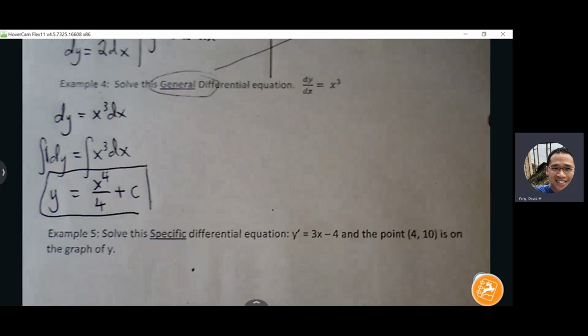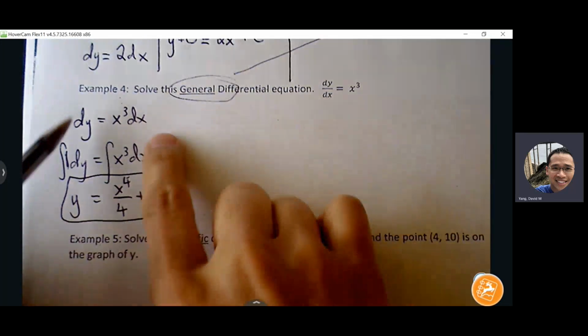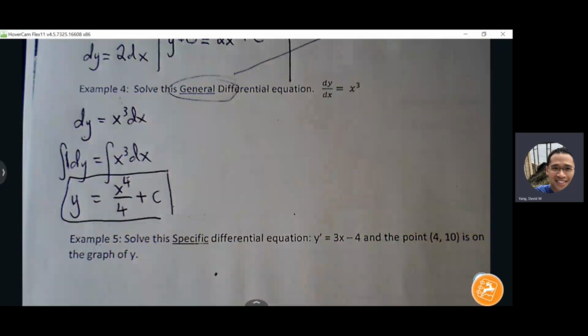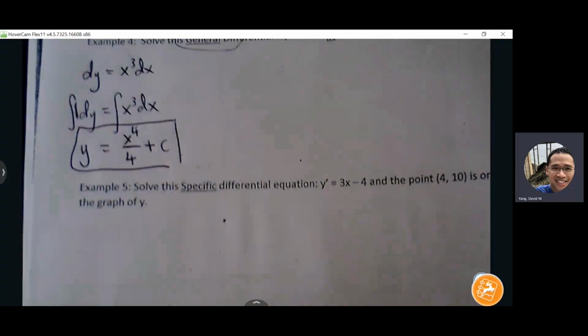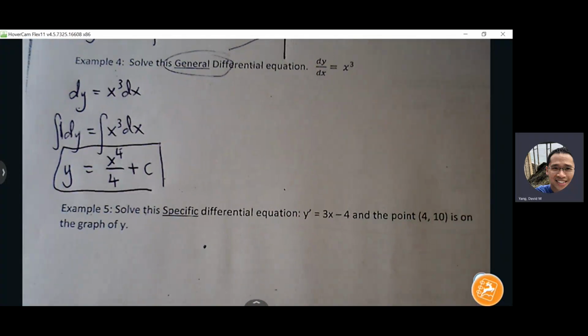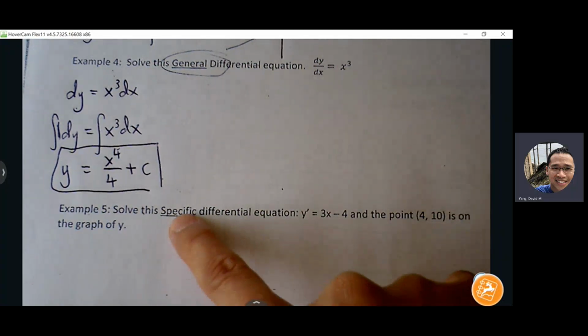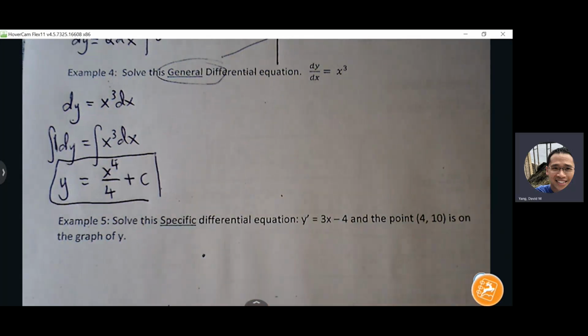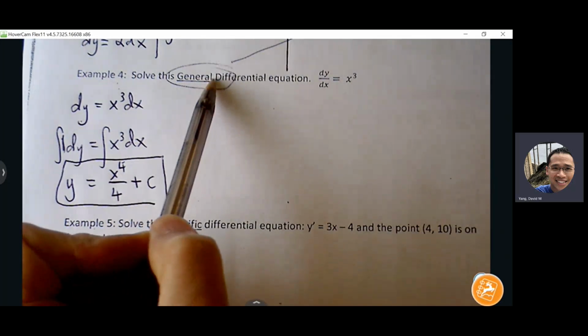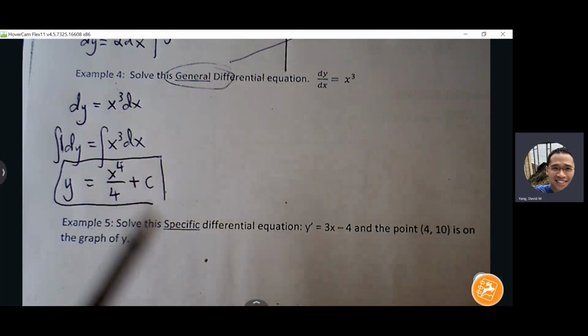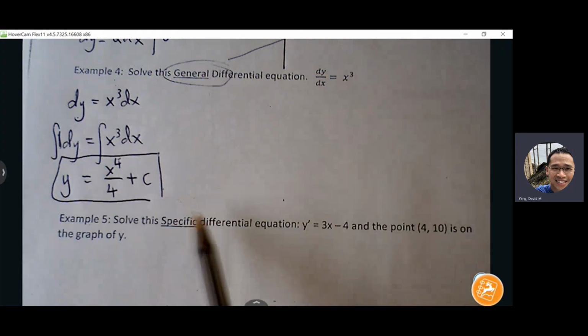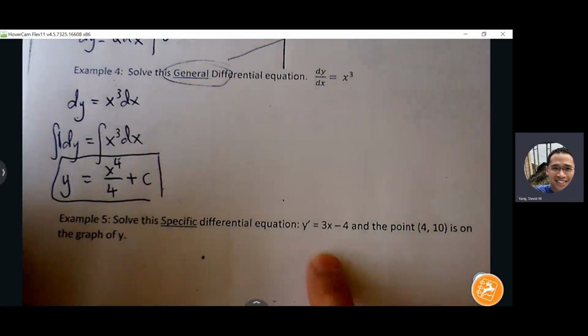Okay, so we're basically just taking the antiderivative. We just have to understand what these notations mean and take the steps accordingly. Okay, any questions so far? Okay, example 5, solve the specific differential equation. So what we're going to do is get to the general version first, and then we can worry about the specific. Even if it asks you for specific, you know that your first step is to get to the general equation, the general solution.